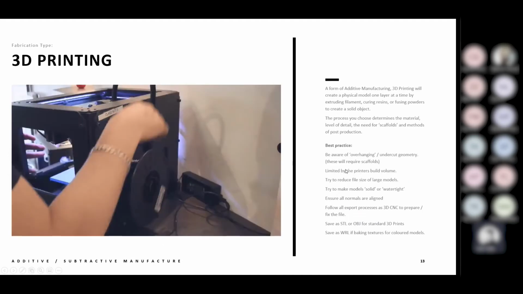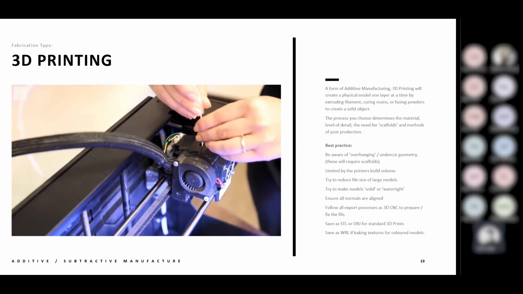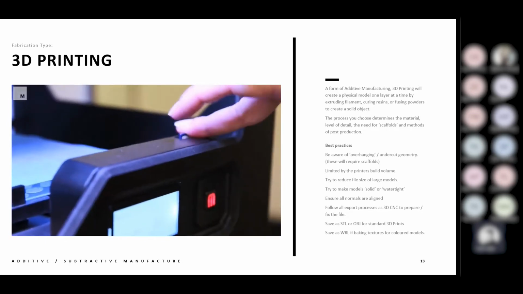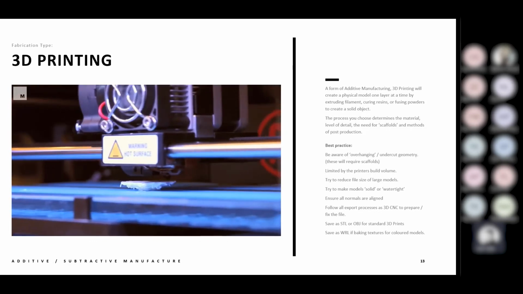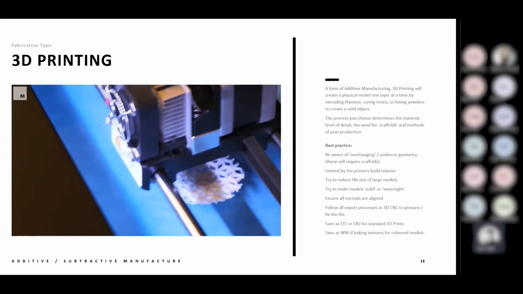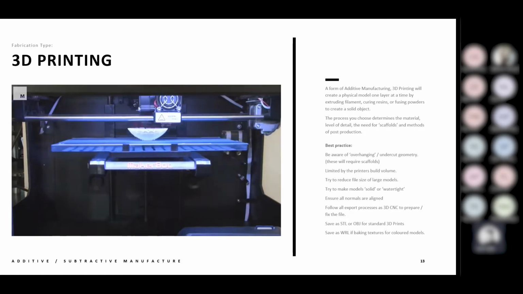Right, let's go to the next one. So next one at last is 3D printing. 3D printing is not a form of subtractive manufacture, it is a form of additive manufacturing. As was explained earlier, 3D printing will create a physical model one layer at a time by extruding filament or curing resins or fusing powders to create a solid object.